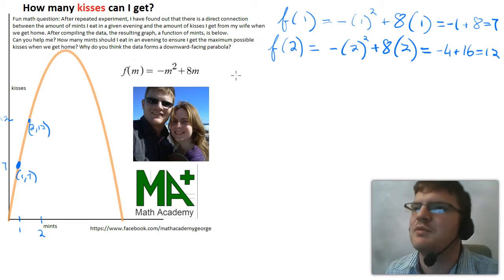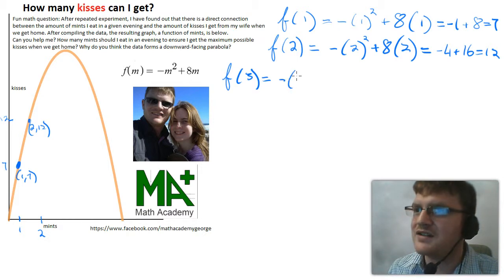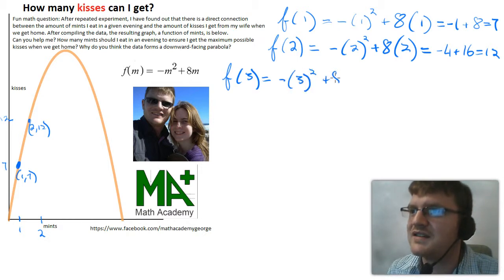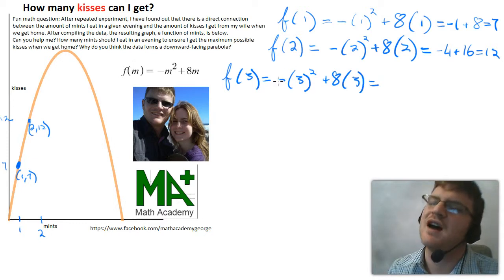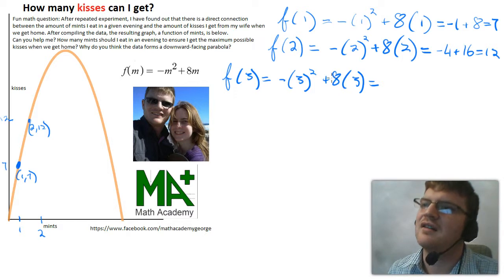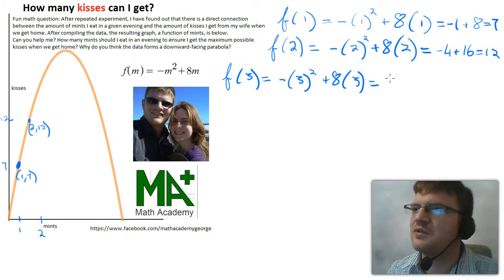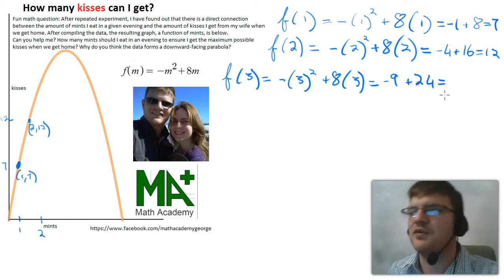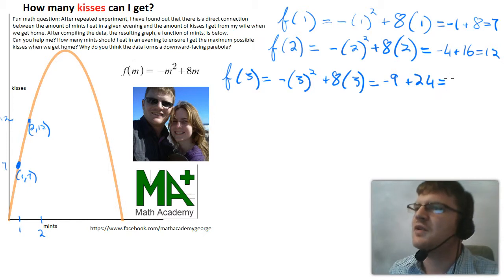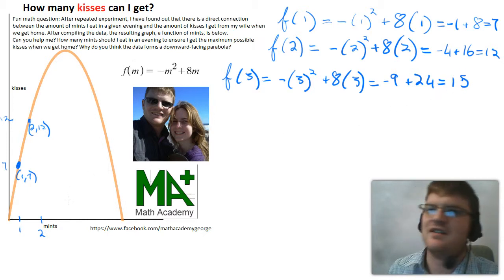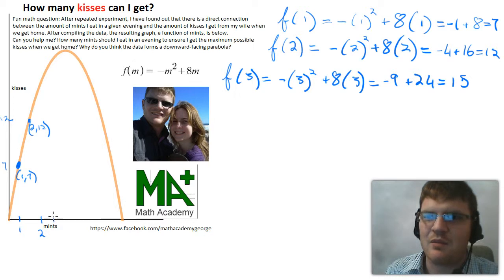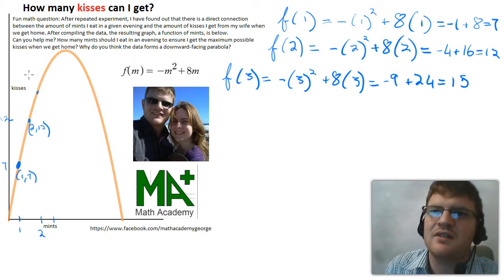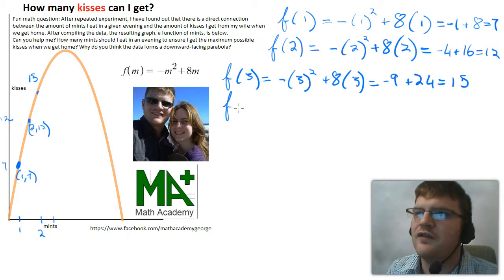Okay, I want to know what the maximum is. So a function of 3 mints: minus 3 squared plus 8 times 3. Well, 3 squared is 9, so it's negative 9. 8 times 3 is 24. So it's negative 9 plus 24. So what's 24 minus 9? Well, 24 minus 10 is obviously 14, so 24 minus 9 is going to give me 15. Okay, so if I eat 3 mints, I'm going to get 15 kisses.